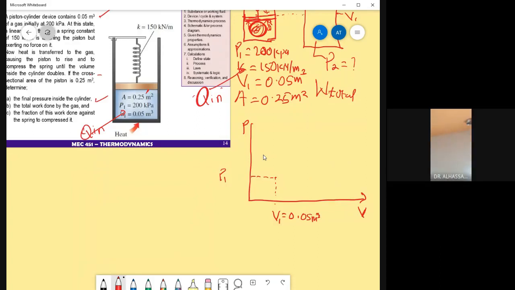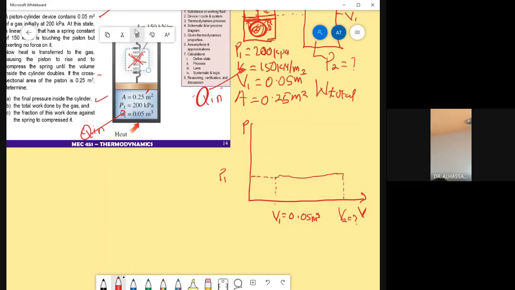Okay? So if there is no spring attached, the piston would have expanded, or let's say moved upwards freely, and it would have been a constant pressure process. You understand me? So the volume would have increased, and the pressure would have been constant. So we could have a situation like this, in which the final volume is going to be here. We'll have our V2 over here, which we don't know. Okay, but in this situation, it is not a constant pressure process.